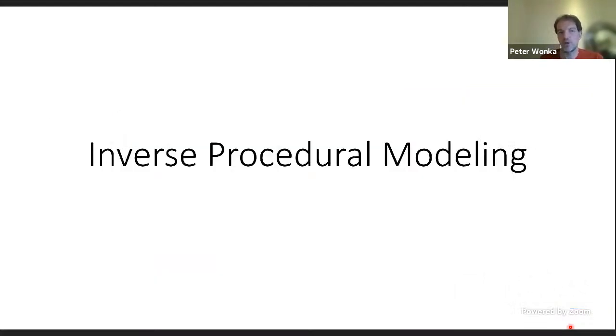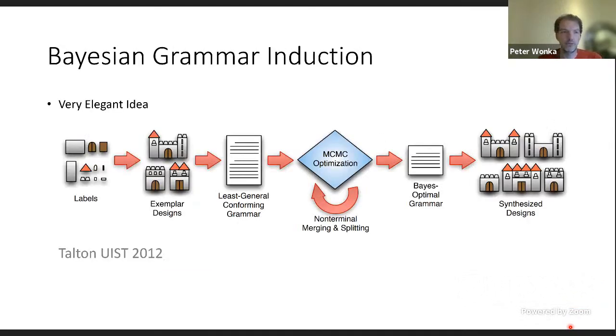One very interesting topic is inverse procedural modeling. And here I would like to emphasize my favorite paper in some sense, because I think it was the first to use this concept of Bayesian grammar induction, where you say, okay, we start with a bunch of exemplar designs. And then what we would like to do is optimize for a grammar that can generate all these exemplar designs, but as few bad designs as possible.